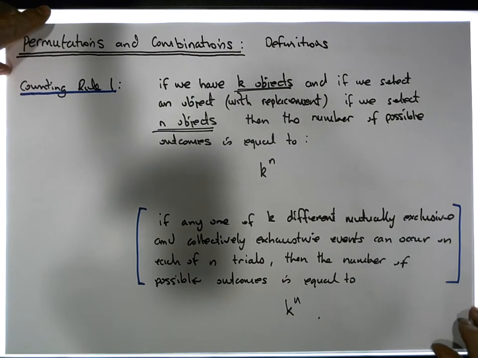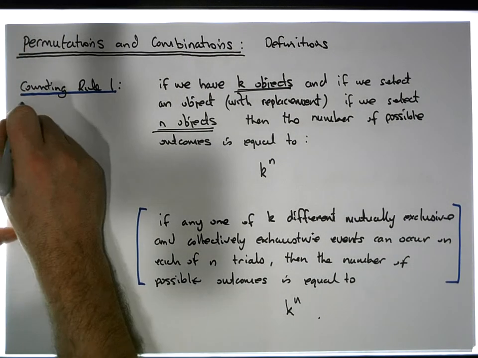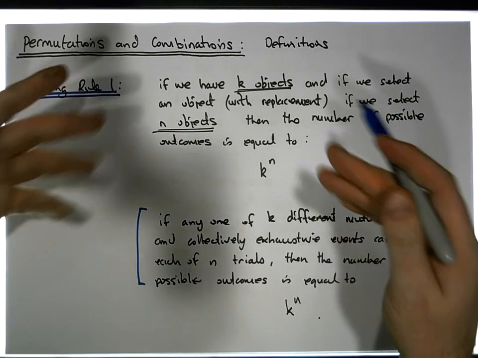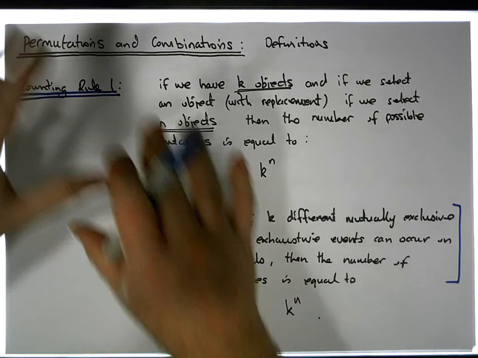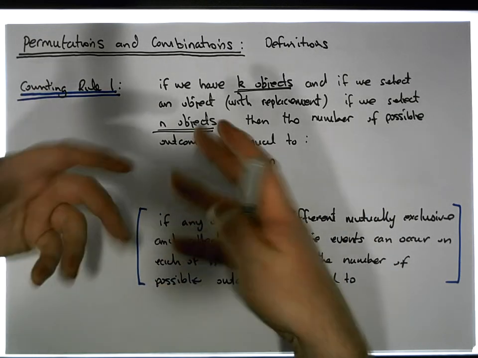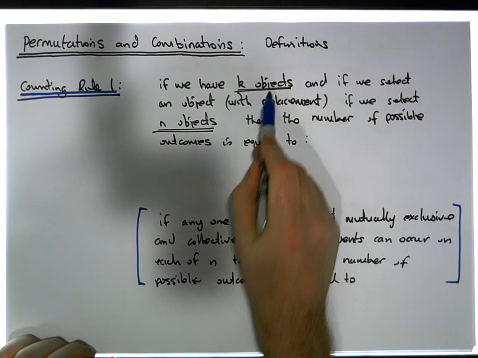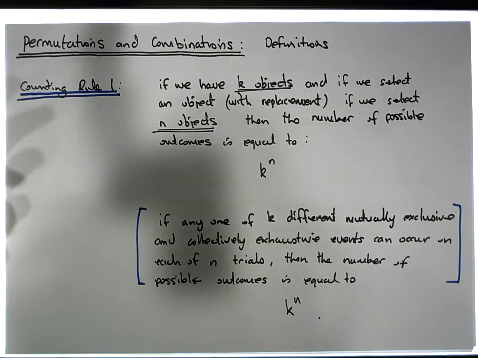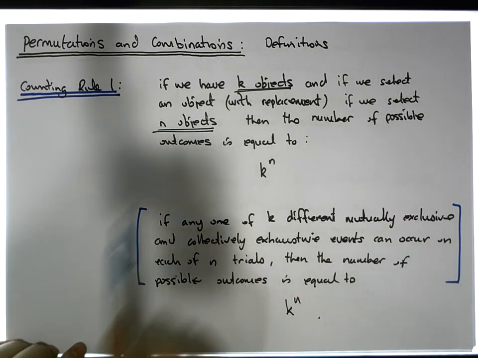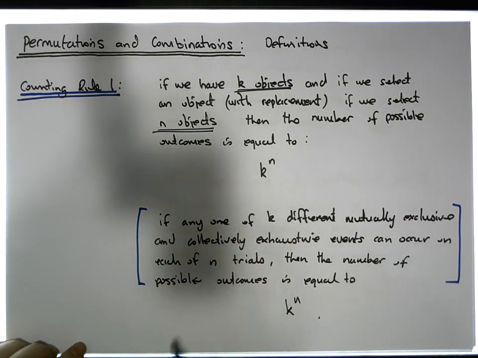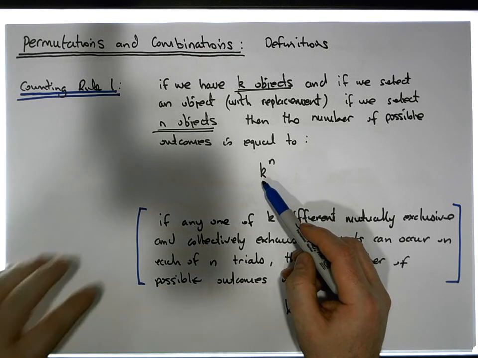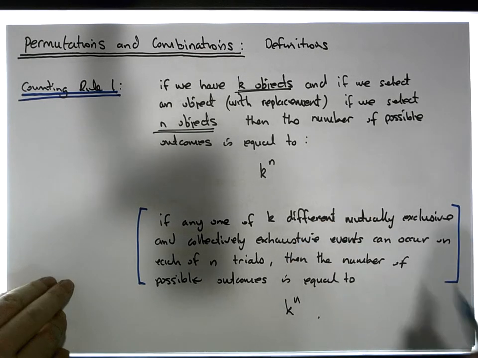Counting rule number 1 says that if you make n selections, so if you take out n objects, and each time you make a selection the same number of objects are there, in other words, there are k objects, then the total number of possible outcomes is equal to k to the power of n, where k is the same number of objects that you have on each trial, and you make n selections from them. That's rule number 1.